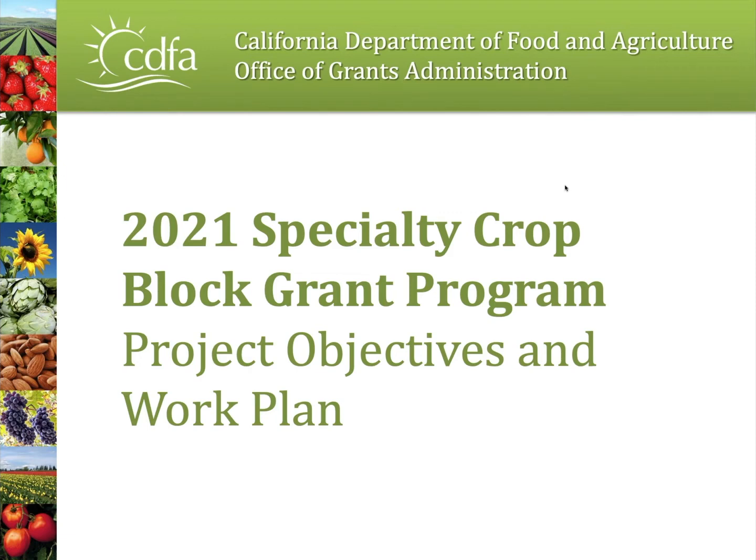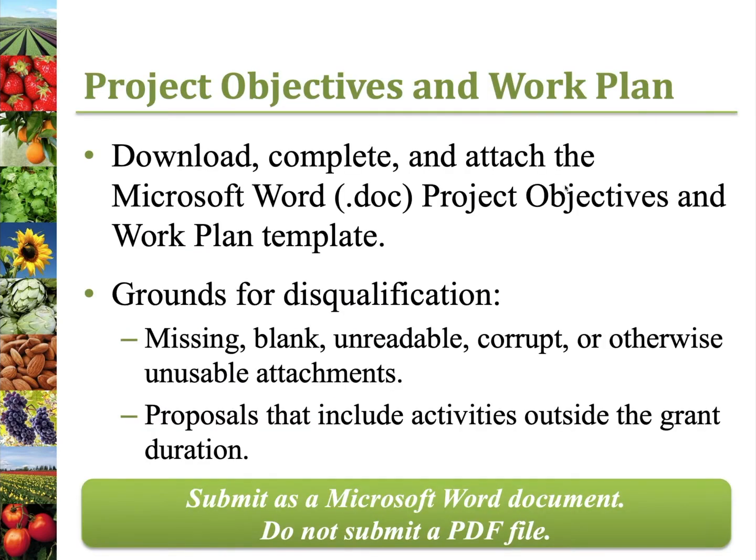So the next presentation will review the project objectives and work plan templates. The project objectives and work plan template is where you will identify the main goals that the project is seeking to accomplish. To complete the template, download it from the FAST application or the SCBGP website and save it to your computer. When it is complete, upload it to the grant proposal application using the Attachments tab in FAST.